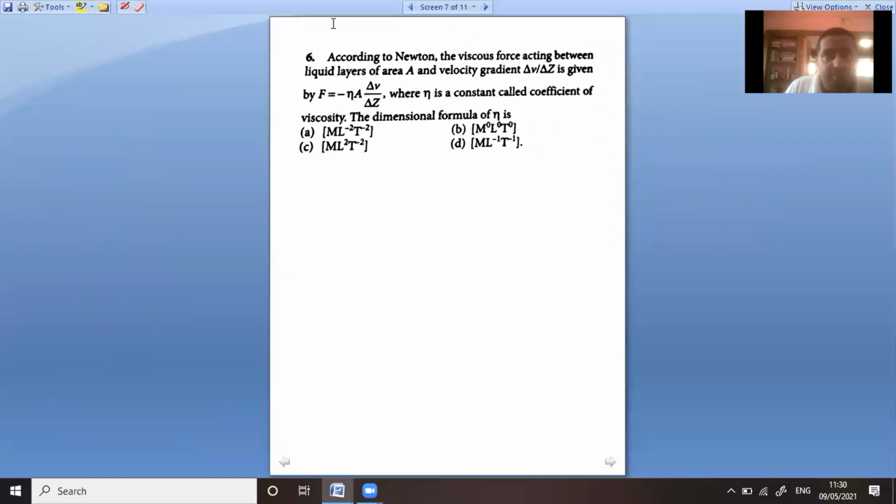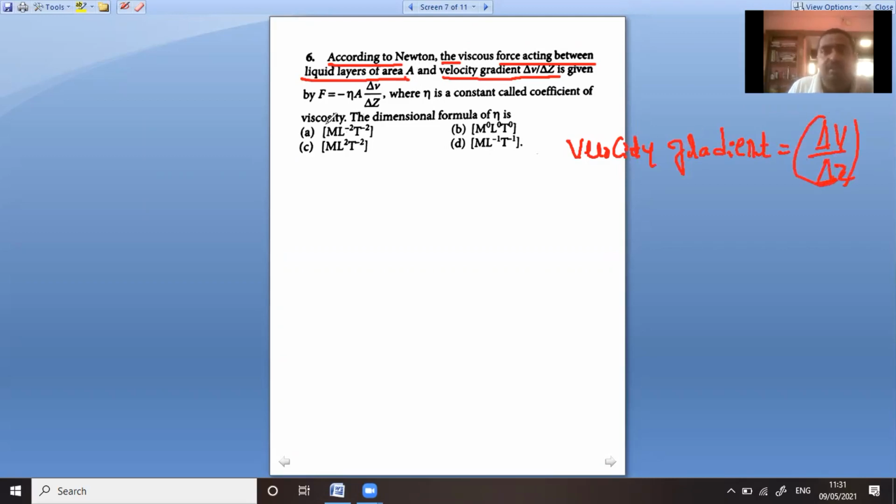So question number 6. According to Newton's law, the viscous force between the liquid layers depends on area A and velocity gradient. So velocity gradient is equal to delta V divided by delta Z. So this is the velocity gradient.